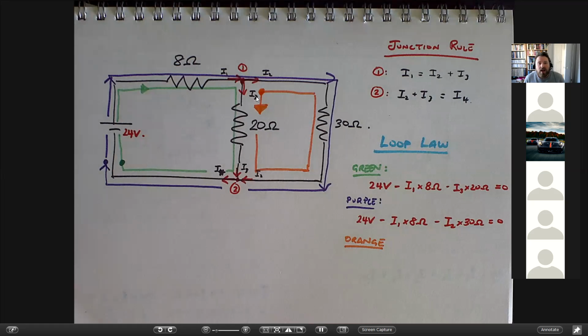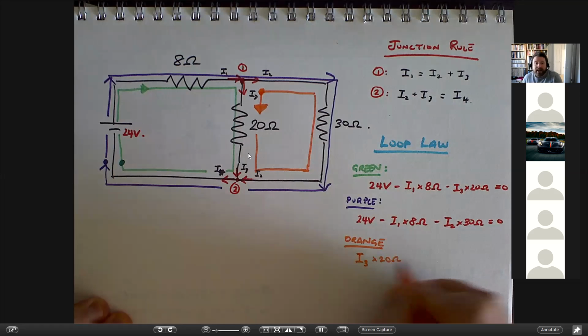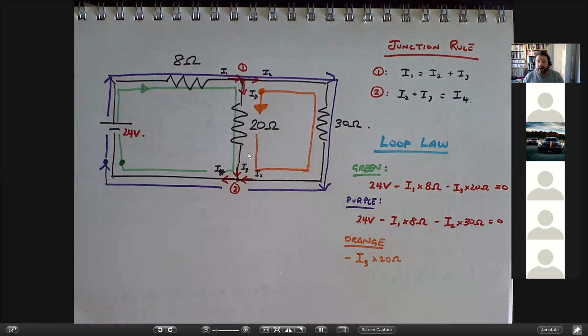So we're going to start here. We're going to go through this first one. And that's clearly, we had some current here. We're going down. We're losing some energy as we go across this. So that's going to count as a negative like it always has. So that's going to be I3 times 20 ohms, and that's going to have a negative on it.